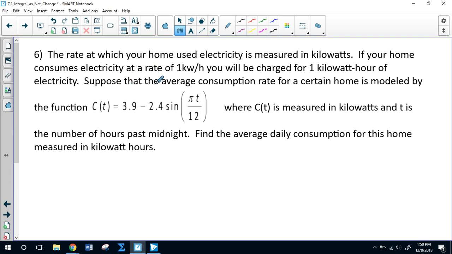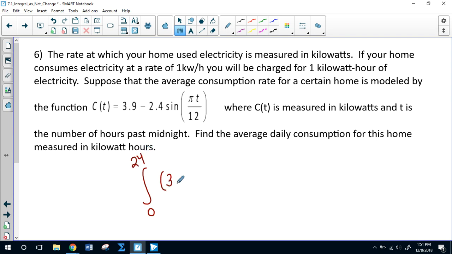Okay, so here's the actual question, I guess. Suppose that the average consumption rate for a certain home is modeled by this function, where C of t is measured in kilowatts and t is the number of hours past midnight. Find the average daily consumption for this home measured in kilowatt hours. Okay, so you want to figure out how much was consumed over 24 hours, and then divide by 24 hours. So to figure out how much was consumed, you are going to integrate over a 24-hour time period, so from 0 to 24.